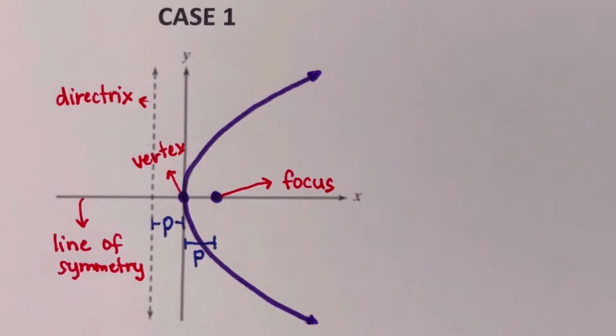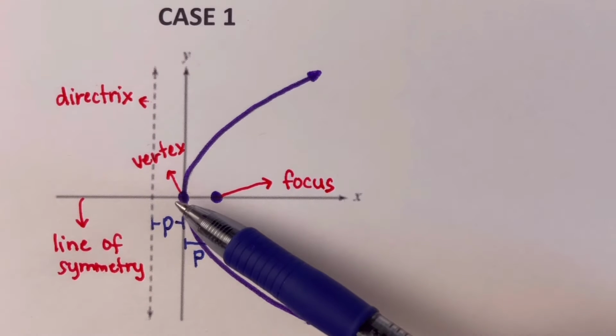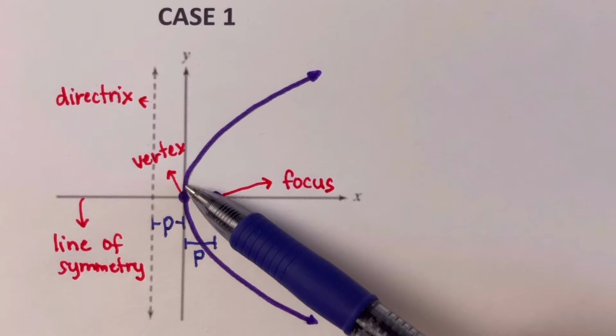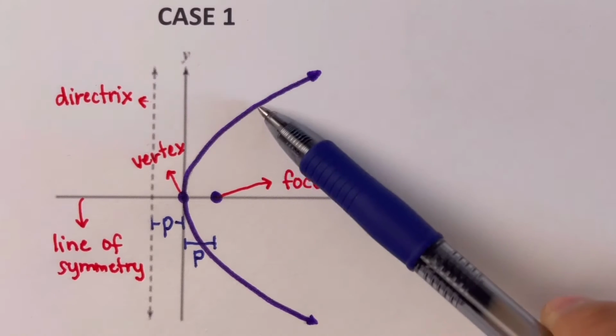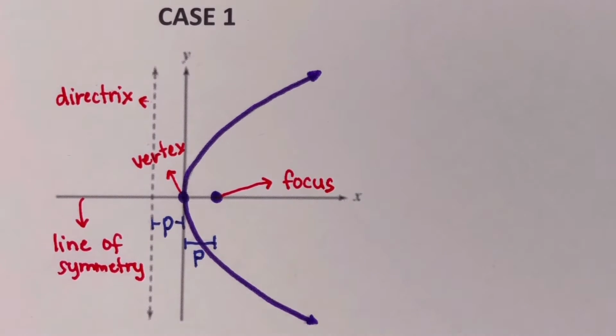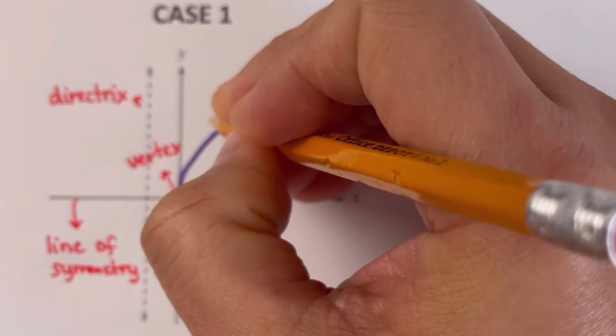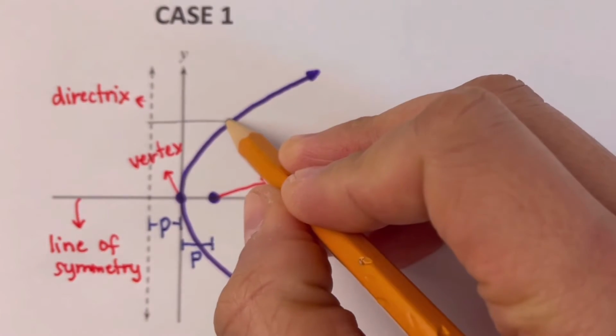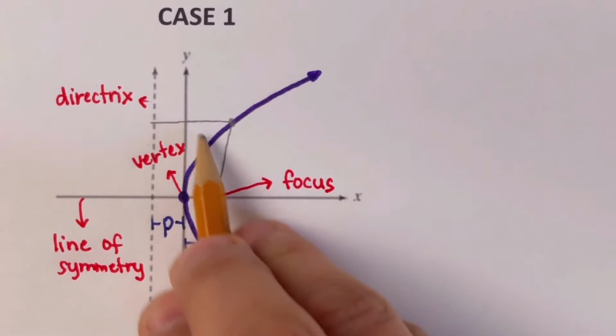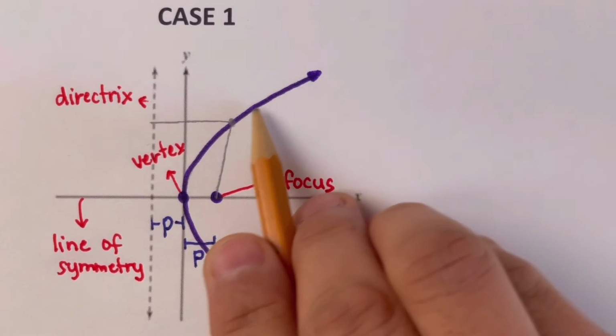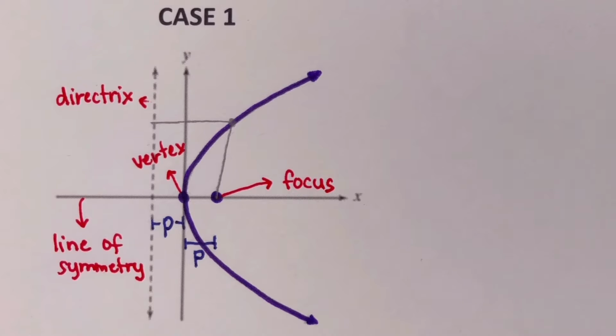This tells us that for every point on the parabola, the distance from the directrix and the distance from the focus will always be the same. Meaning, if we take this point right here, these two distances will be the same. And that is true for all the points on the parabola.